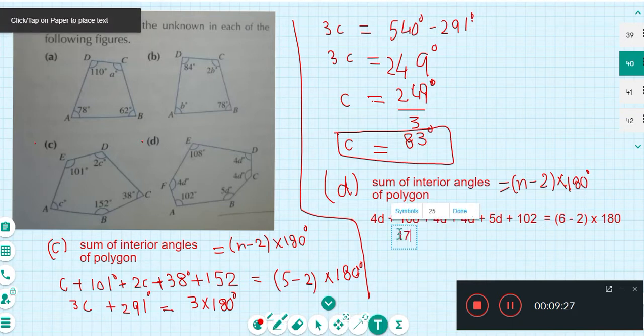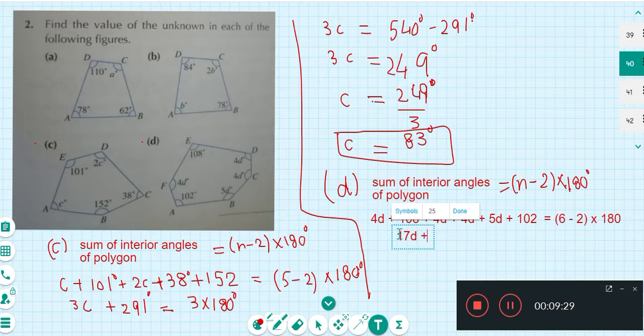Or D will be equal to 720 minus 210, which is 510. So D will be equal to 510 divided by 17. So in the end we get D equals 30 degrees. So this is the final answer of part D.